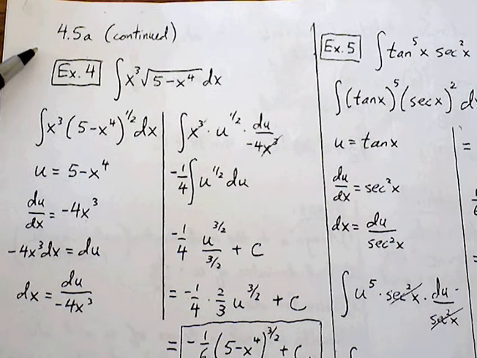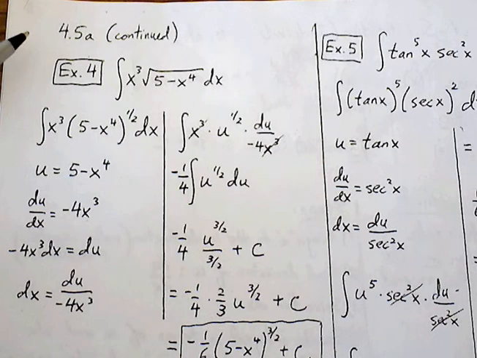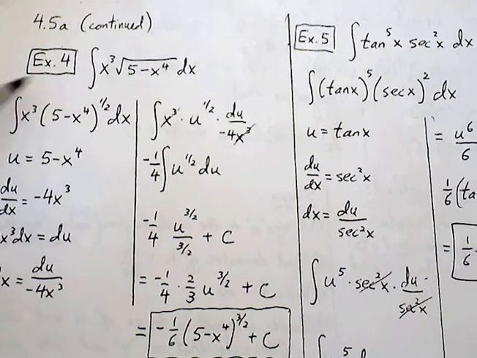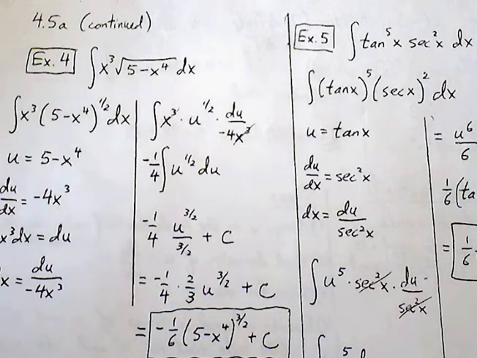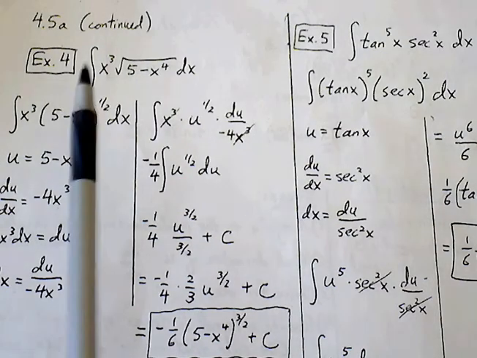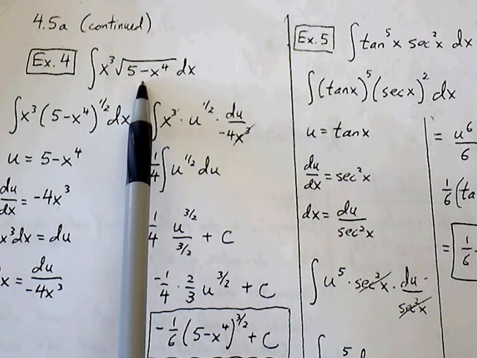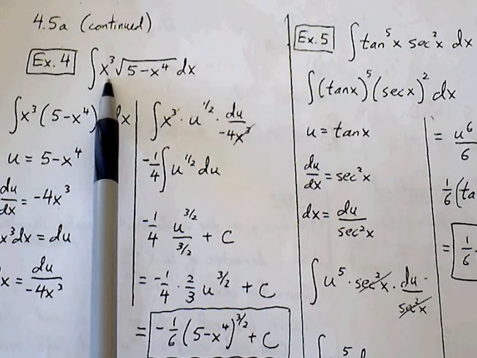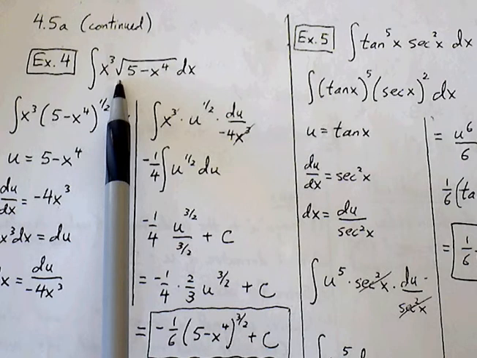Continuing with 4.5a notes, this is the second page of U-Substitution using indefinite integrals. Continue with example 4, the integral of x cubed square root of 5 minus x to the fourth. We have to go through U-Substitution. We can't just use power rule. There's no way for us to distribute the x cubed through.